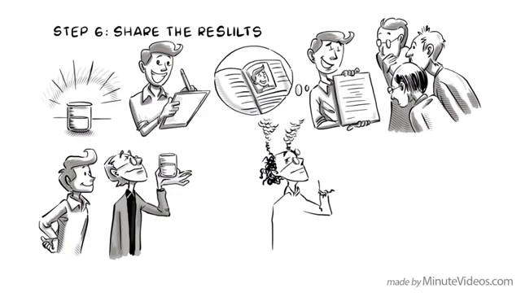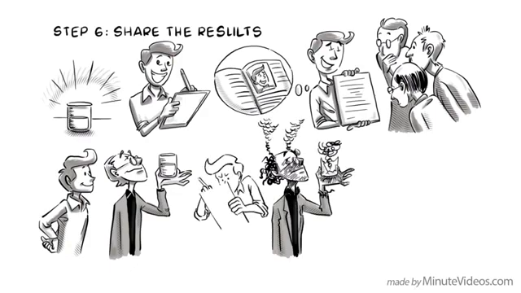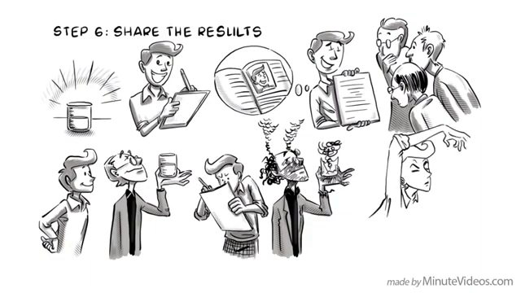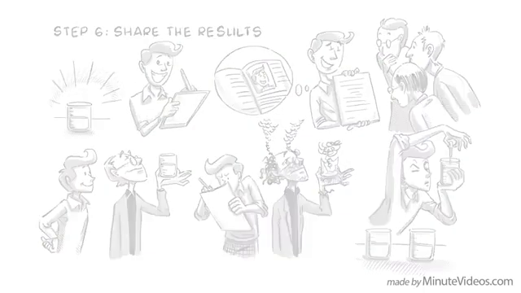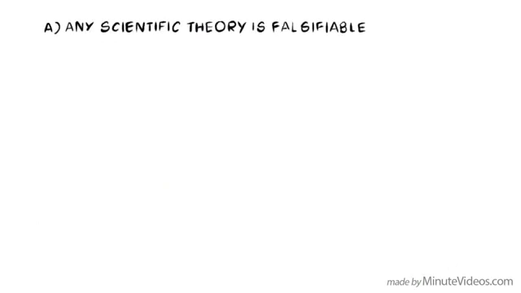But failed results can also be interesting. An incorrect prediction could prove to be important and should always be reported. To make sure you get it completely right, here are 3 more things you can check before you publish. A. Any scientific theory is falsifiable.